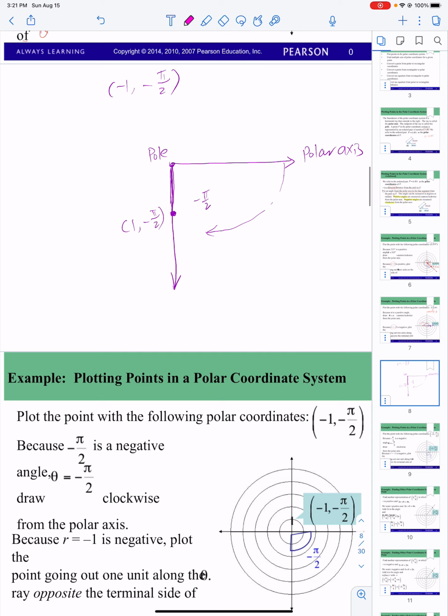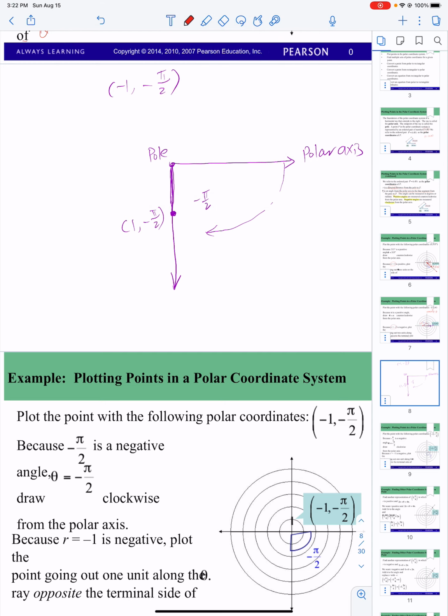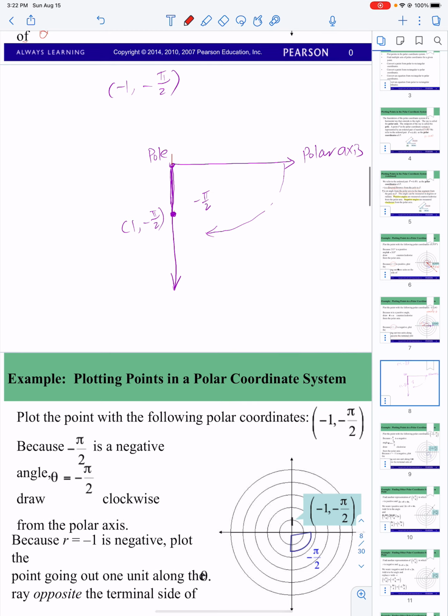What do we want here? We want (-1, -pi/2). What will we do? Instead of going in this direction, we will go to the opposite.